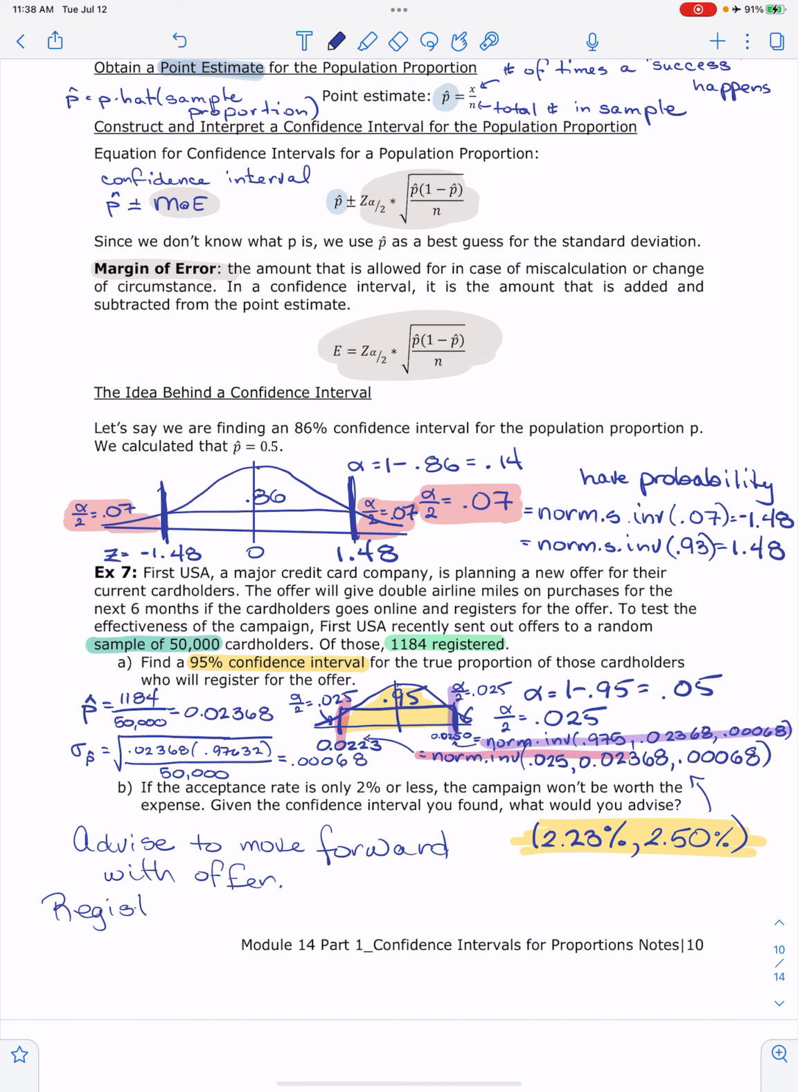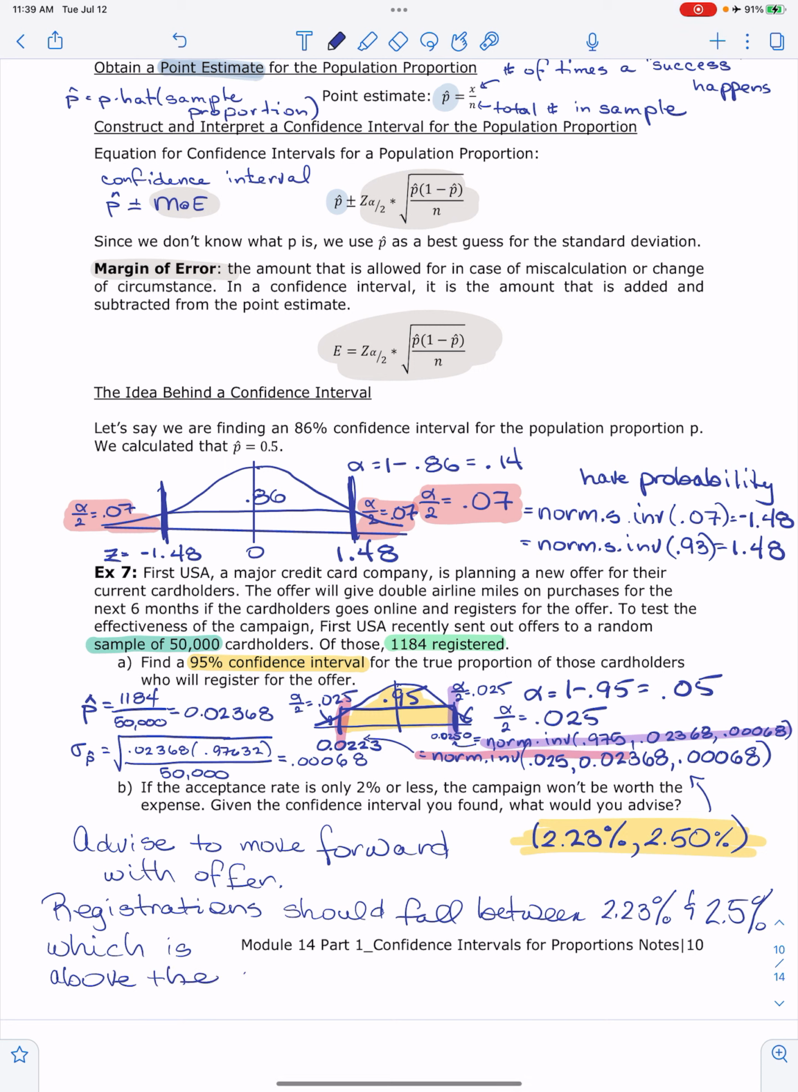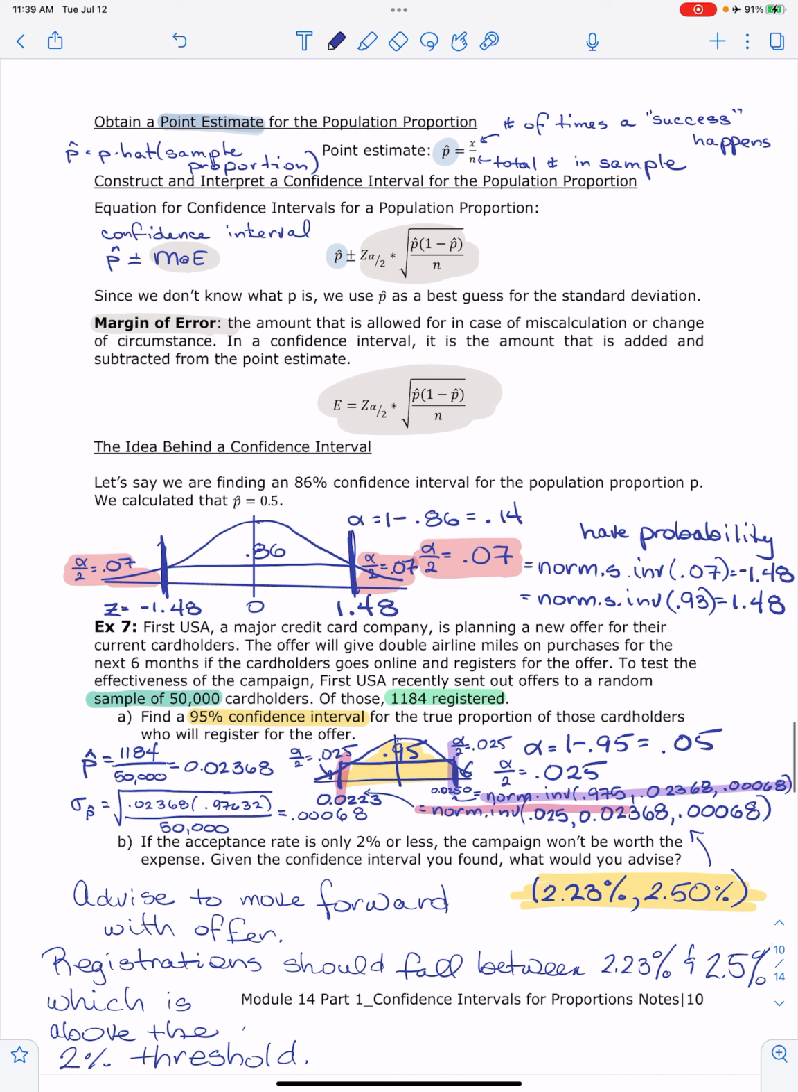So our registrations should fall between 2.23% and 2.5%, which is above the 2% threshold. One H. There's page 10.